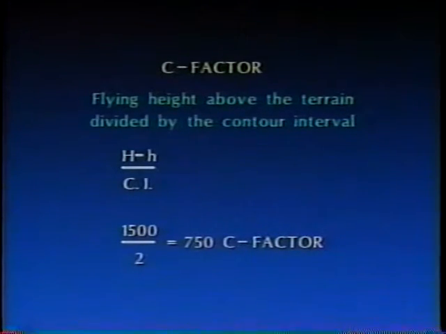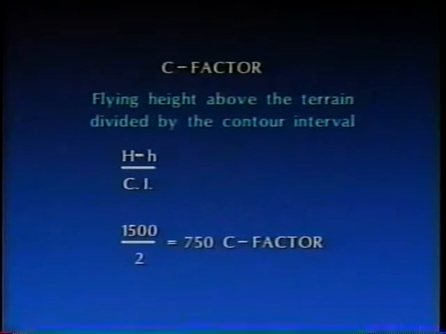C-factor. C-factor is the flying height above the mean terrain divided by the contour interval, h minus small h over the contour interval. C-factor is the formula to determine the accuracy of the entire photogrammetric system, including the flying height, the camera, the film and film processing, the diapositive and diapositive processing, the photogrammetric mapping instrument, and the instrument operator.